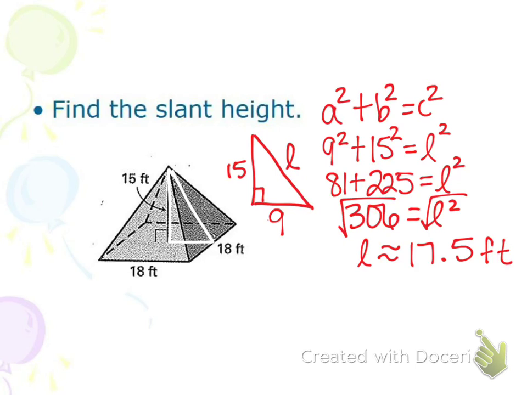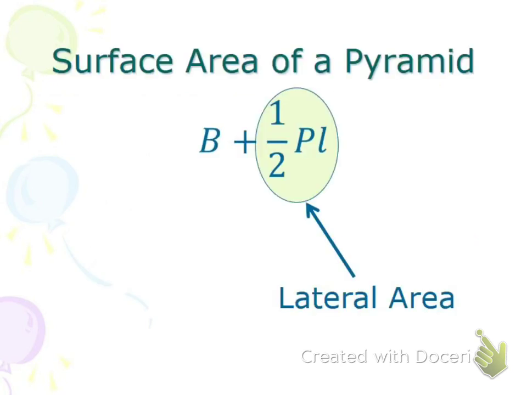Now, I think we could have simplified that radical without getting a decimal approximation, but I'll be fine with decimal approximations for now. Do we understand how we can find the slant height, or L, if we need to? It might be necessary to calculate that on some of our problems. Okay. On to the back. We have our surface area of a pyramid.